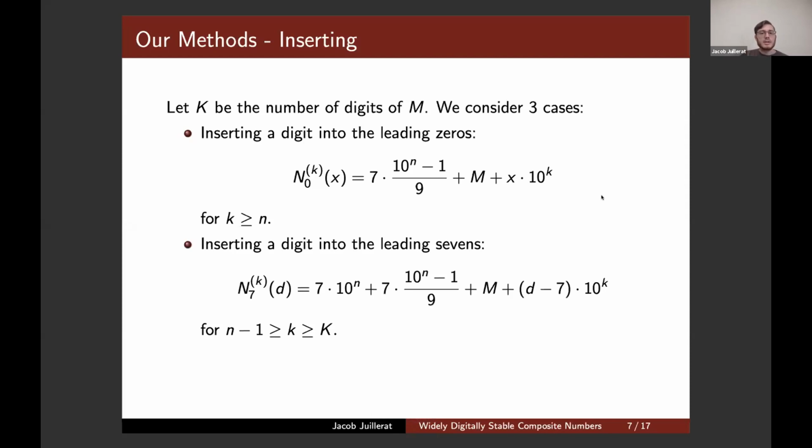And then we're also going to consider the case that we're inserting a digit into the leading sevens. Same idea, we're going to let d represent the digit that we're inserting into the leading sevens. And if we're inserting a digit into the leading sevens, that's the same thing as changing one of the sevens into whatever digit d we want, and then tacking on another 7 at the front of this number. So we're going to tack on that 7 and then change whatever one of the 7s to the d. And k needs to be in the leading 7, so it's going to be between capital K and little n minus 1.